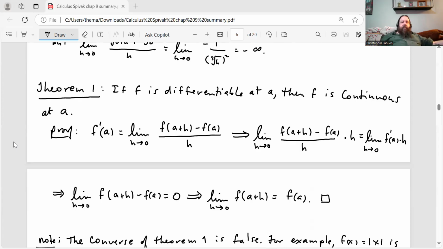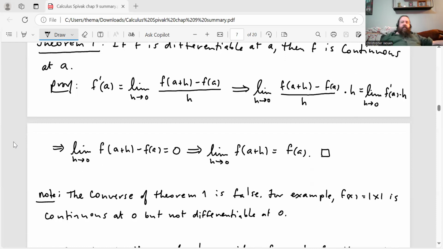So here's my proof. If the function's differentiable at a, then f prime of a exists, meaning it's a number, and that's equal to the limit of f of a plus h minus f of a over h. And that implies that if I multiply both sides of that equation by h and take the limit as h goes to zero, then we get the limit of f of a plus h minus f of a as h goes to zero is zero, or in other words, the limit as h goes to zero, f of a plus h equals f of a.